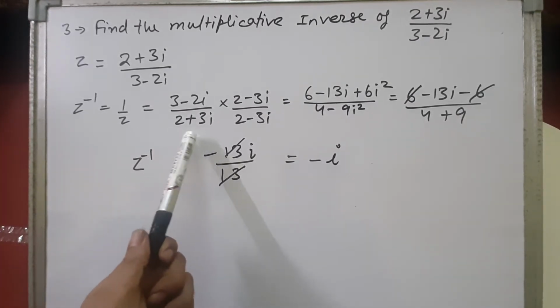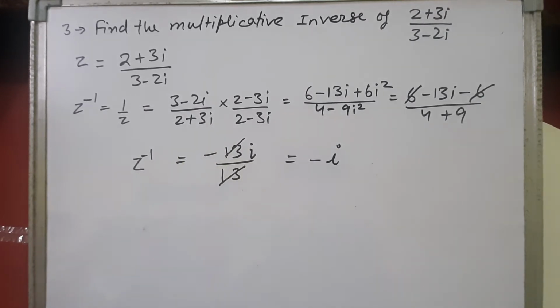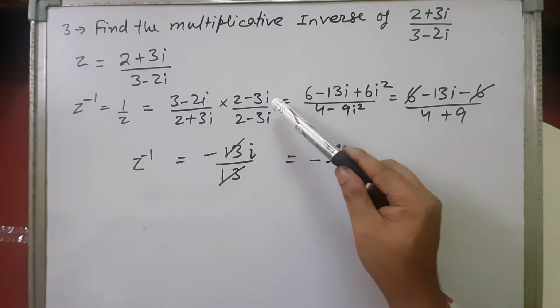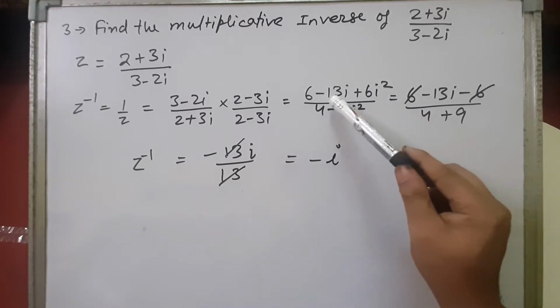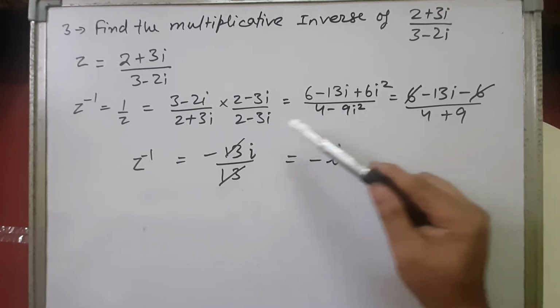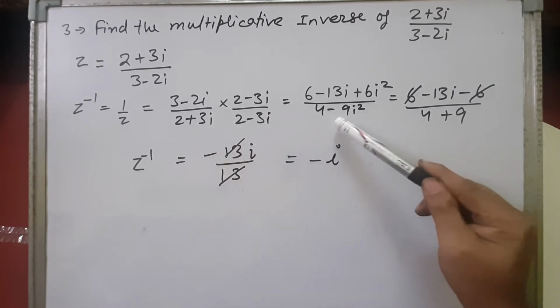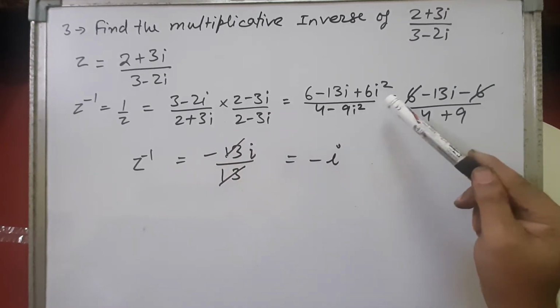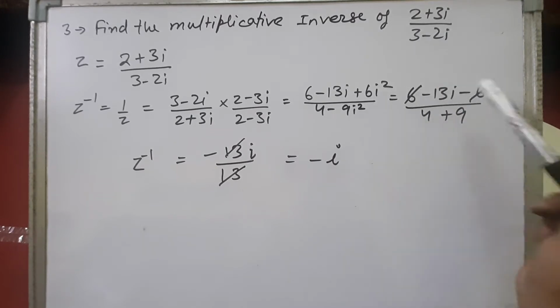So, what I have done, I have multiplied the numerator and denominator with the conjugate. When we multiply (3 - 2i) into (2 - 3i), we'll get 6 - 13i + 6i², right? And here in the denominator, (a + b)(a - b), we will get 4 - 9i², right? The value of i² is -1. So this +6i² will become -6. Plus 6 will get cancelled.